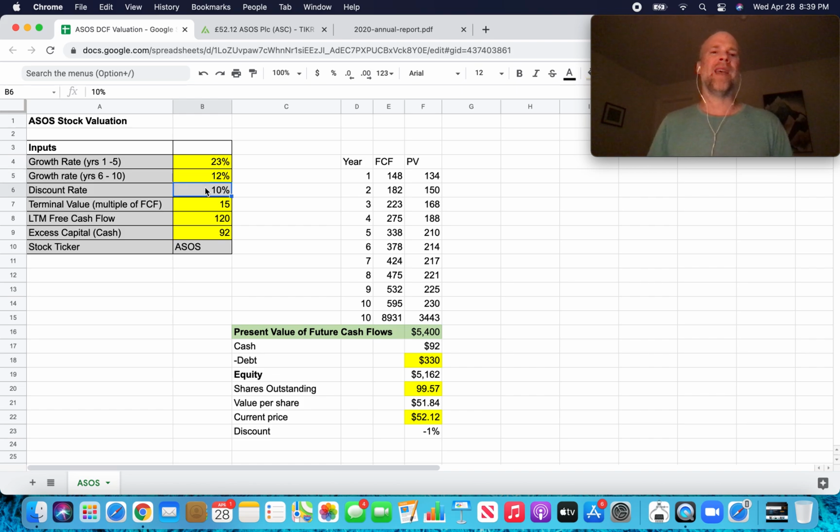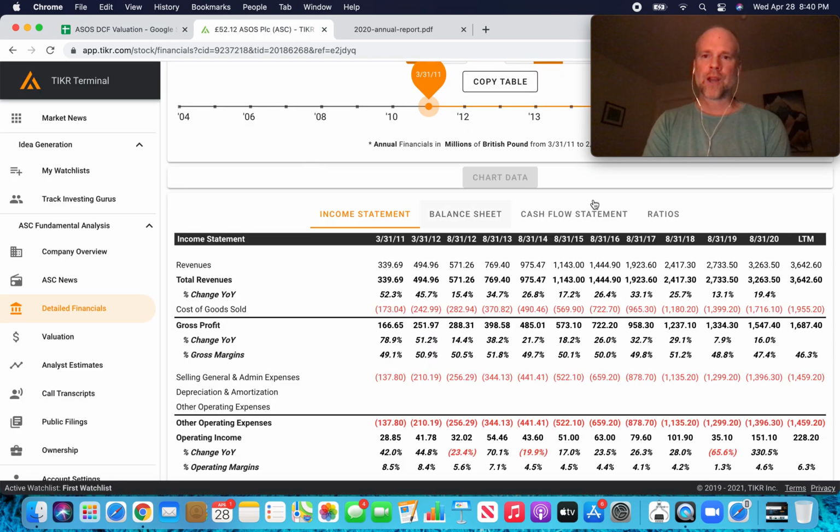I'm using a discount rate of 10%. That's what I like to use as a discount rate. It's kind of my rule of thumb. Terminal value, 15 for a solid business, a great business, which I would consider ASOS. So a multiple of free cash flow of 15 is what we're going to use to get our terminal value. Last 12 months free cash flow: in order to project forward free cash flow for the next 10 years, I need a starting number of free cash flow. So here's how I'm going to get that.